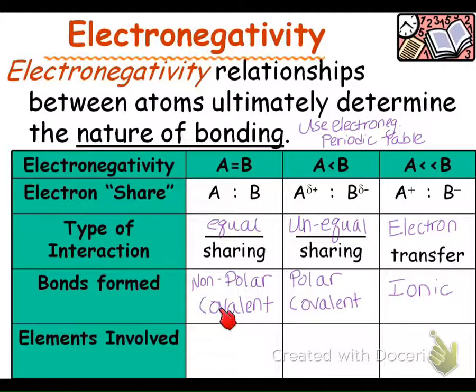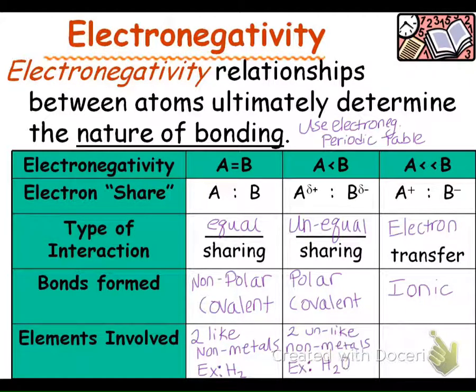The elements involved in a nonpolar covalent bond are two like nonmetals, so for example, hydrogen. So a lot of our diatomics, remember, were our nonpolar covalents. An example of an unequal sharing is two unlike nonmetals, so for example, water. And an example of an ionic bond is between a metal and a nonmetal, for example, sodium chloride.